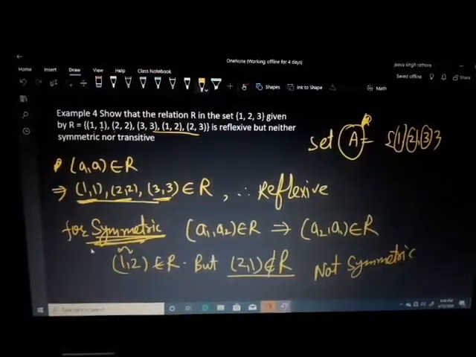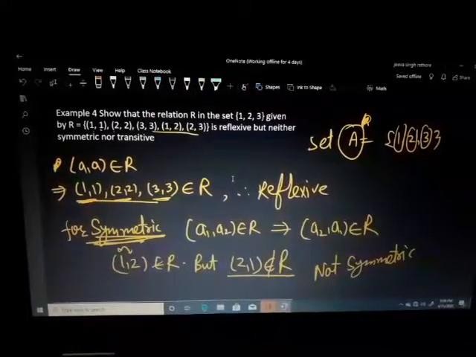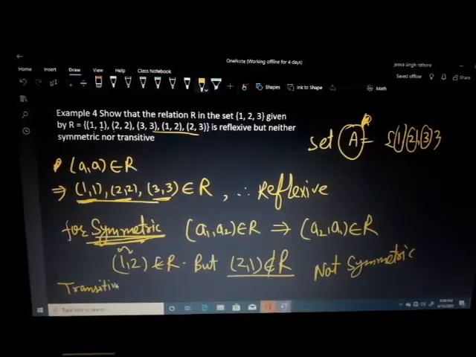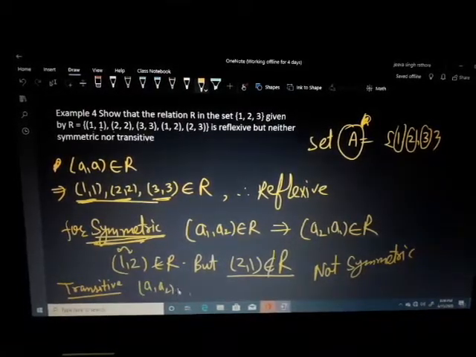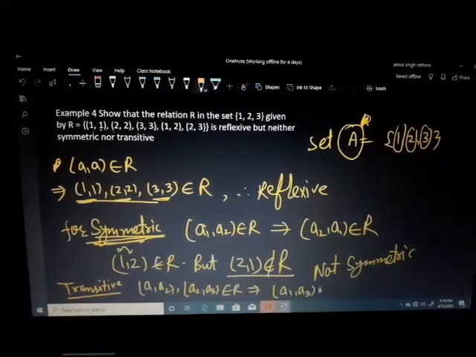Okay. Next one you have to check for the transitive relation. Is this one transitive or not? For transitive, you already know you have to check all the ordered pairs. For example, if (a1, a2) and (a2, a3) belong to relation R, that implies (a1, a3) also belongs to R. That relation is known as a transitive relation.